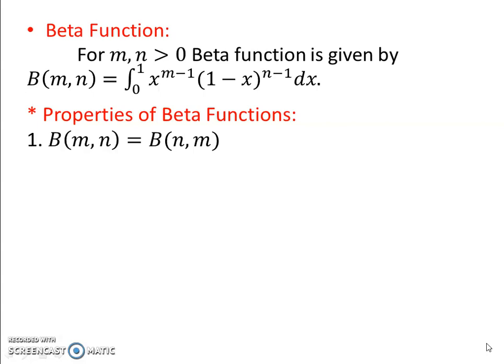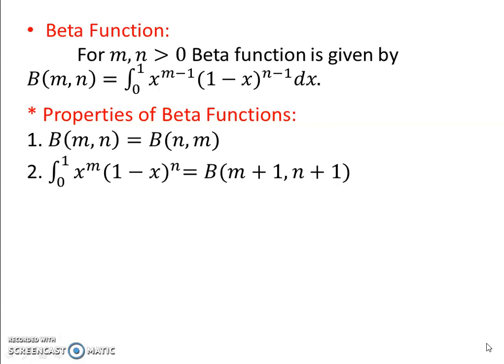And again, applying the rule of 12th standard that if we change the limits of integration, then the integral changes by sign only. So we get integration 0 to 1 t to the power n minus 1 into 1 minus t to the power m minus 1 dt, and this is nothing but beta of n, m. Hence, beta of m, n is the same as beta of n, m.